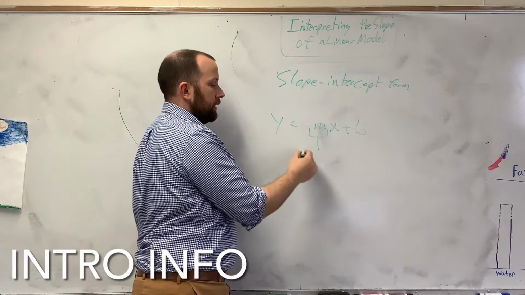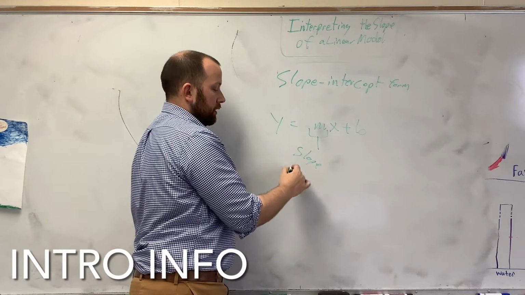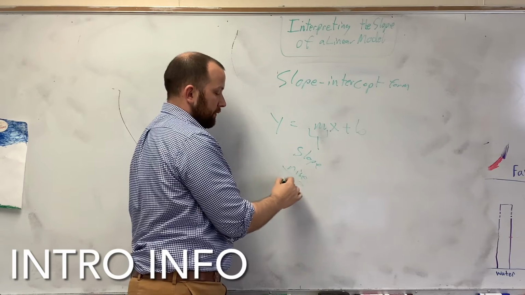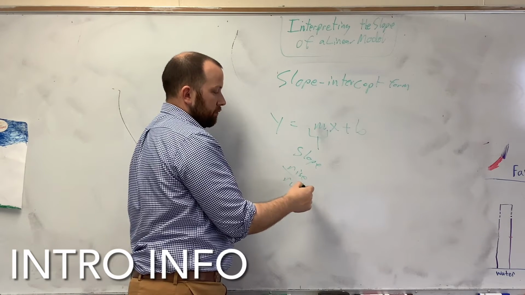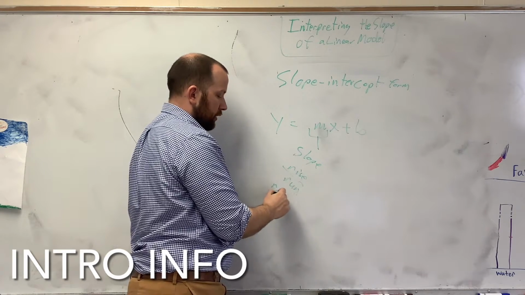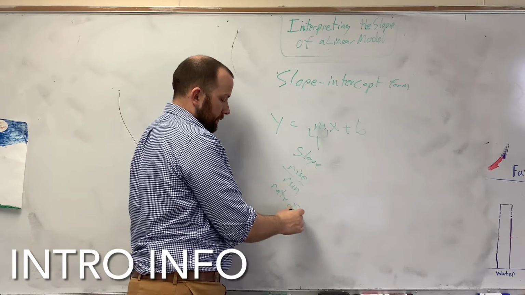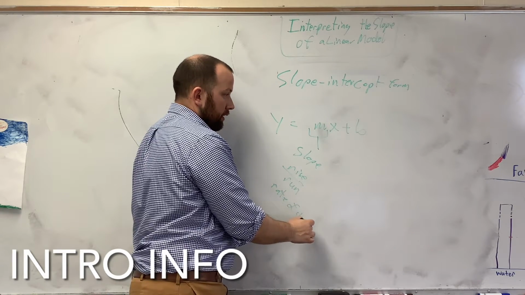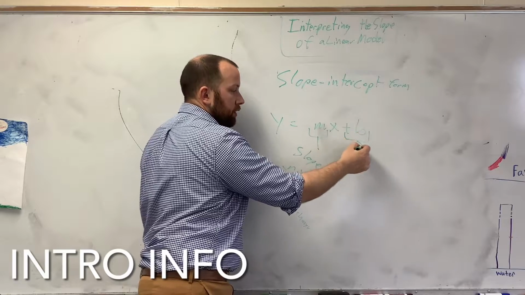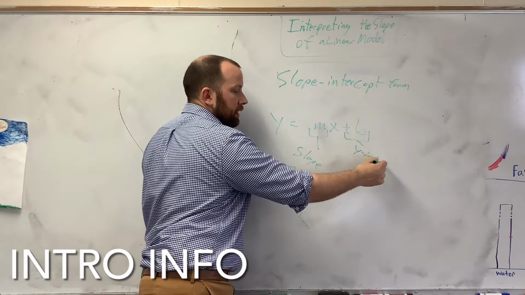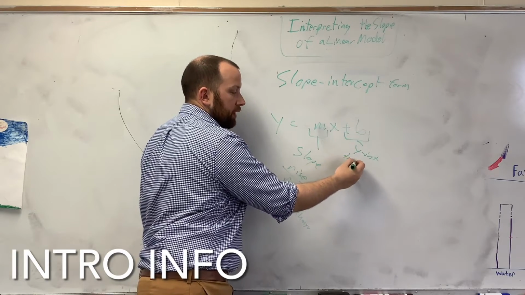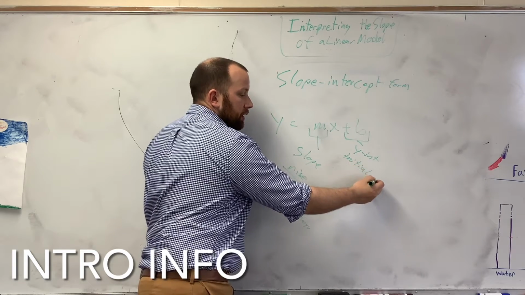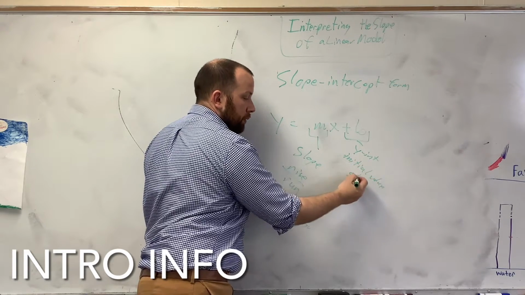The m is your slope, your rise over run, your rate of change. The b is your y-intercept or your initial value or your starting point.